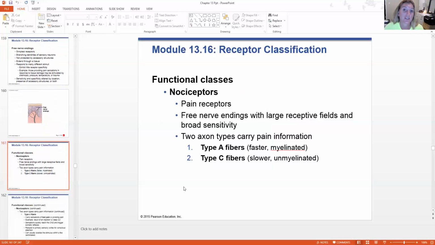You also have nociceptors. Nociceptors are pain receptors. These are free nerve endings with a very large receptive field and very broad sensitivity. There are two types of axons that carry pain information. You have type A fibers, which are fast and myelinated, and type C fibers, which are slower and unmyelinated.